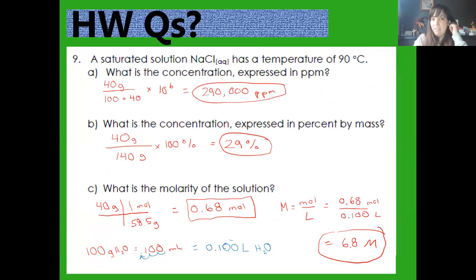This last one was kind of interesting because you're looking at the same solution in 3 different ways. The concentration in parts per million, the concentration in percent by mass, and then the concentration in molarity.